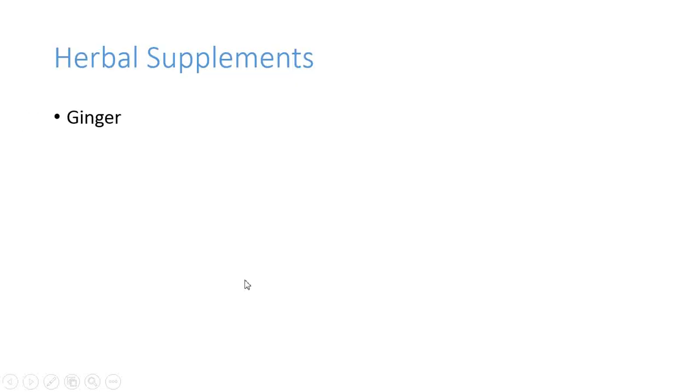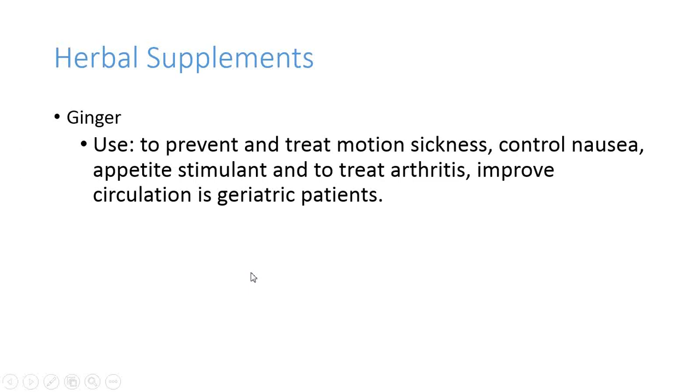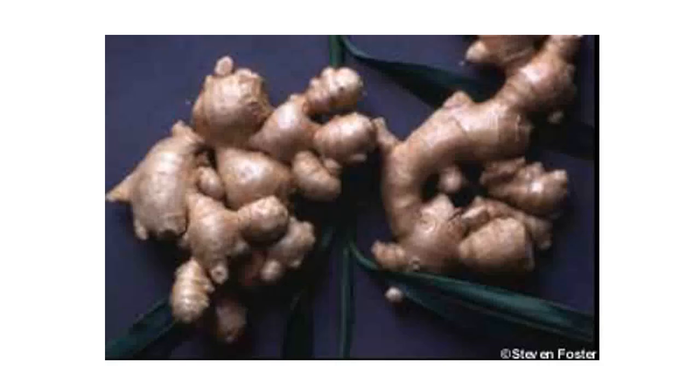Ginger. Ginger's been used to prevent motion sickness, control nausea. It's used as an appetite stimulant. Also used to treat arthritis, improve circulation, especially in geriatric patients. Adverse effects: you should not use it in patients with gallstones, patients on anticoagulants, or patients who have sensitivity to ginger. It can cause dermatitis in some patients. There's ginger.